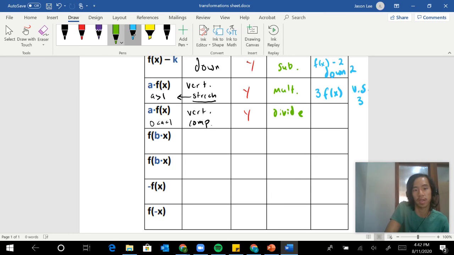All right, so let's take a look at an example. Let's say we've got 1/2 f of x. This is going to be a vertical compression, so VC, by 2. So we're going to divide by 2 here.